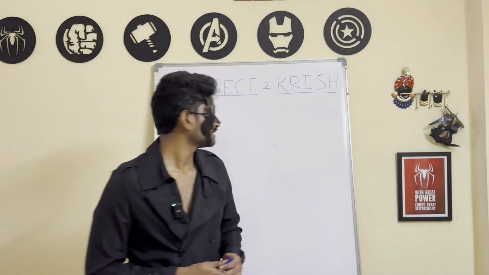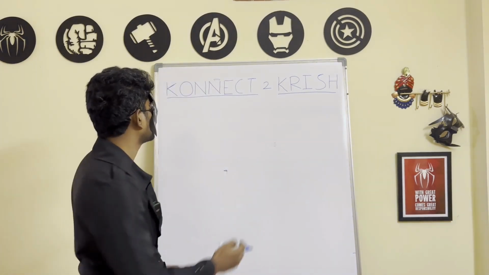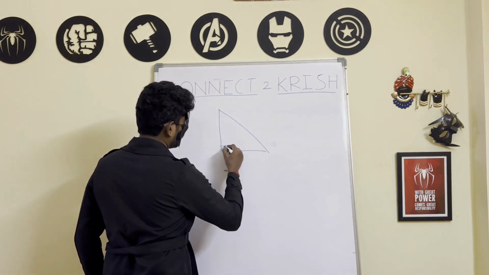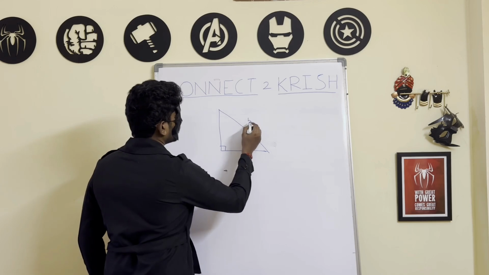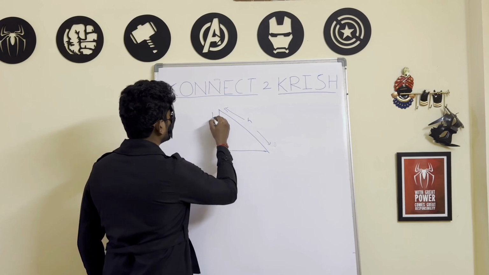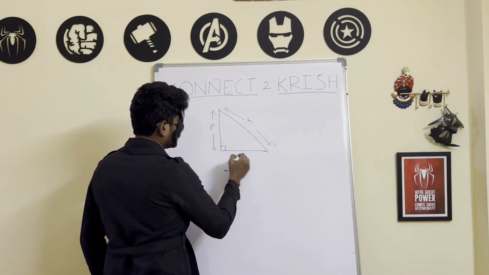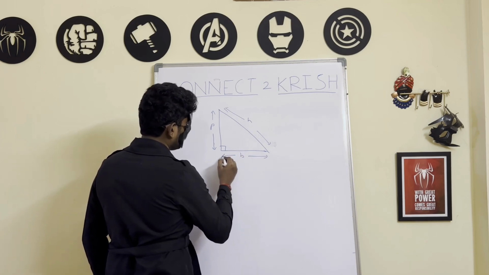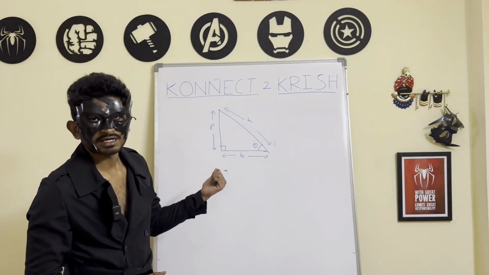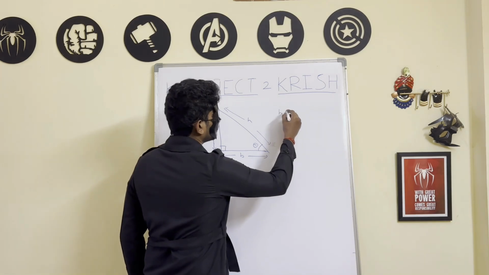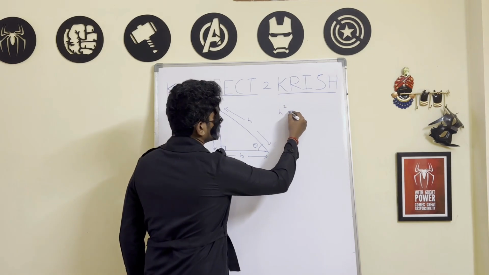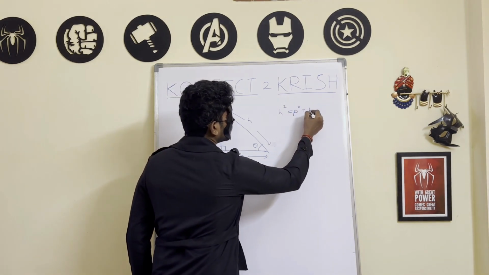So superhumans, before we solve next question, I will be teaching you a small concept. I already taught you in a right angle triangle, this side is hypotenuse, this is perpendicular, this is base, and this is say theta. So now according to Pythagoras theorem, h square is nothing but p square plus b square.